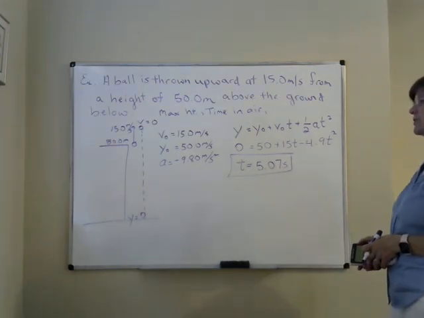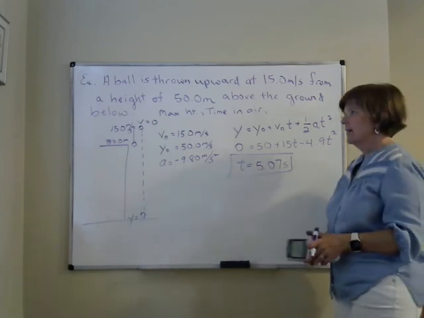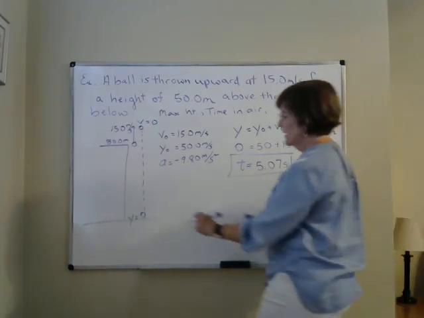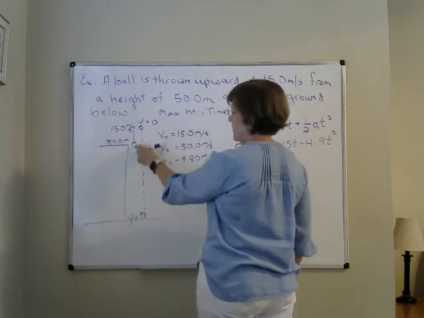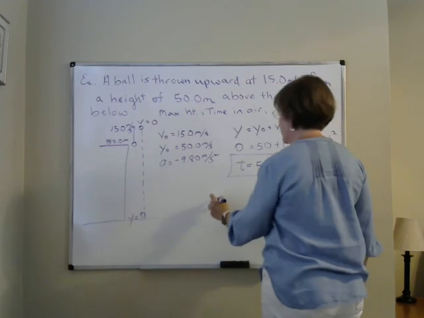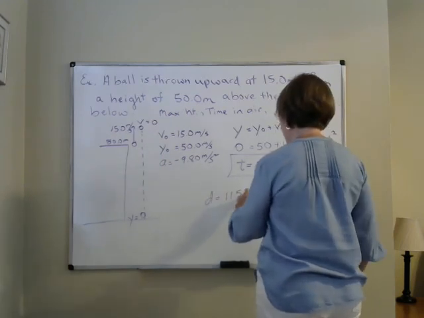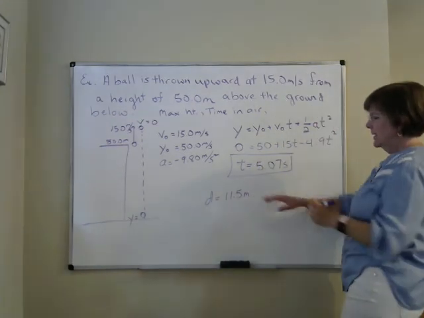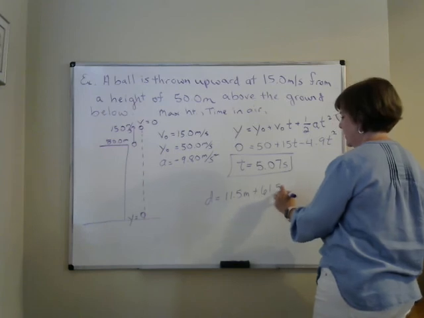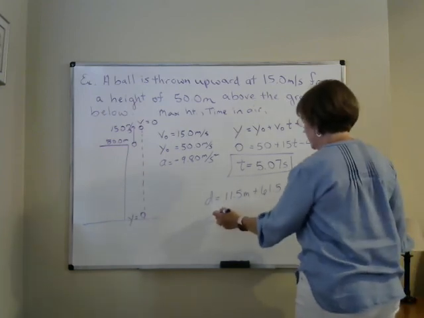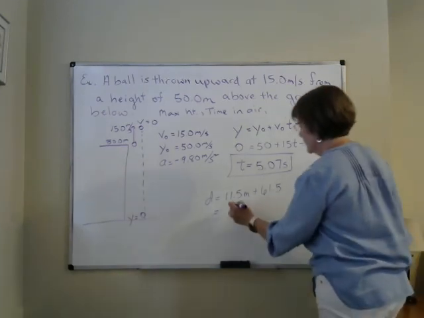There are other questions that they could possibly ask you. How far did the ball travel? Well, we know that it was 61.5 meters here. So this was another 11.5. So the total distance it traveled would have been 11.5 meters on the way up and 61.5 meters on the way down. That's going to be 73 meters.